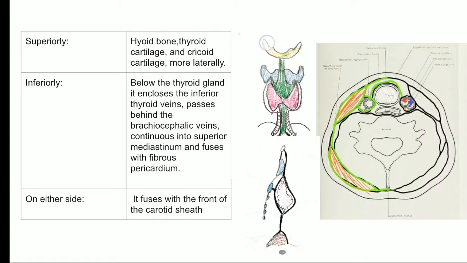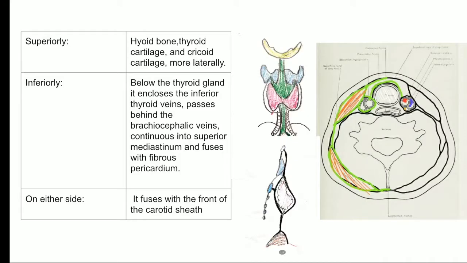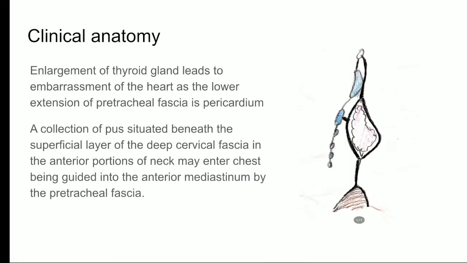Okay, so it extends from the hyoid, thyroid cartilage, and thyroid gland into the superior mediastinum, fusing with the fibrous pericardium. Now in the transverse section, we see that on either side, it fuses with the front of the carotid sheath. So it is also believed to contribute to the anterior part of the carotid sheath. Now, because of its attachments, there are a lot of clinically relevant points related to it.